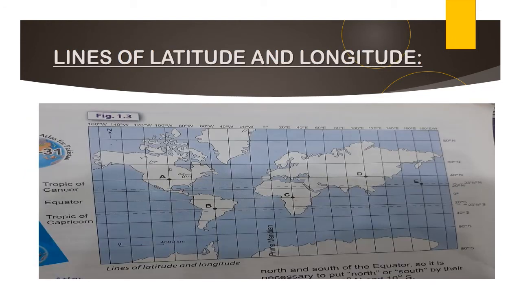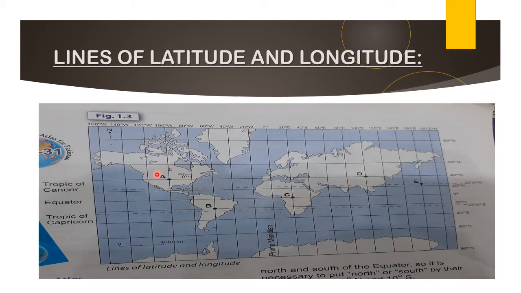There is another figure, that is 1.3. It is the world map, and it is showing the lines of longitude and latitude. Now here, as you can see, the lines coming from up to down are known as longitude, and the lines which are from left to right are known as latitude.